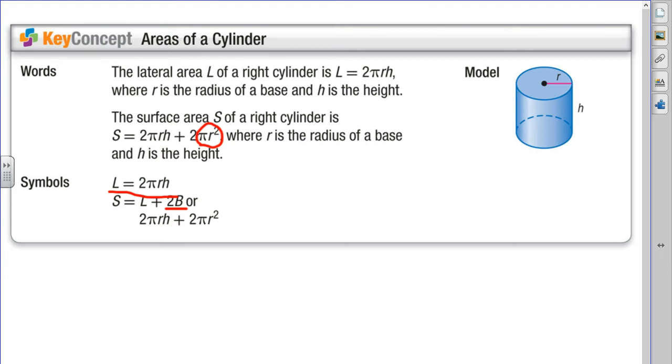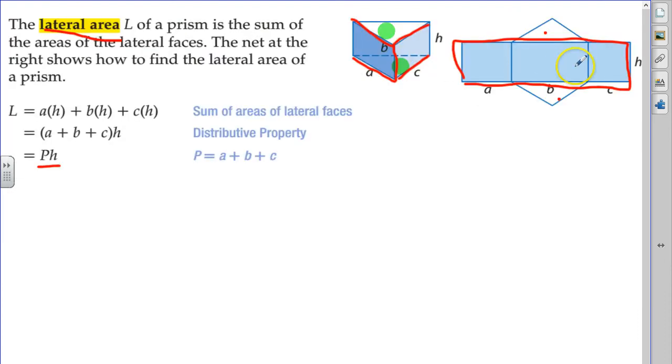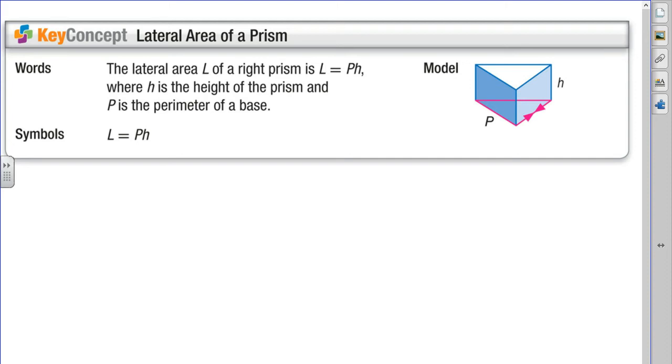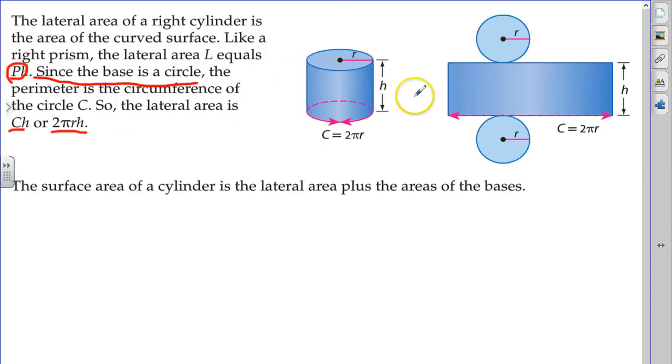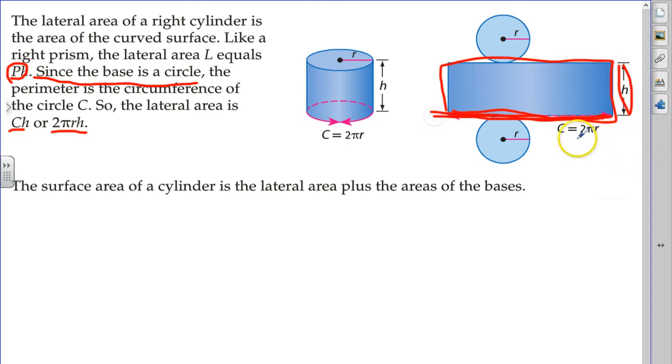Okay. Lateral surface area, again, is just, really, cut that open. It's a big rectangle here. Perimeter of the base is a plus b plus c. Height is h. And then once you do total surface area, just add on the two triangles. And then for a cylinder, it's the same idea. The shape is still going to be this rectangle right here, where this is the height, and this is the perimeter, which for a circle is circumference.